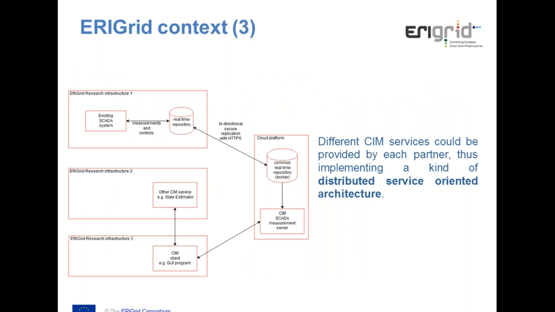This is a more schematic view of how we implemented the whole thing, or an example of a possible application. The graphical user interface program, which is at the bottom of the picture, connects to the SCADA interface, which is based on the same real-time repository of level zero, which I talked about before. In principle, the same interface can also use all the other CIM services, like, for example, as foreseen in ERIGrid, a state estimator service, which can take a CIM representation as input, make a state estimation, and give the results as output, all in a way that conforms to the CIM data model. So this is the idea for the level 2 implementation in ERIGrid.